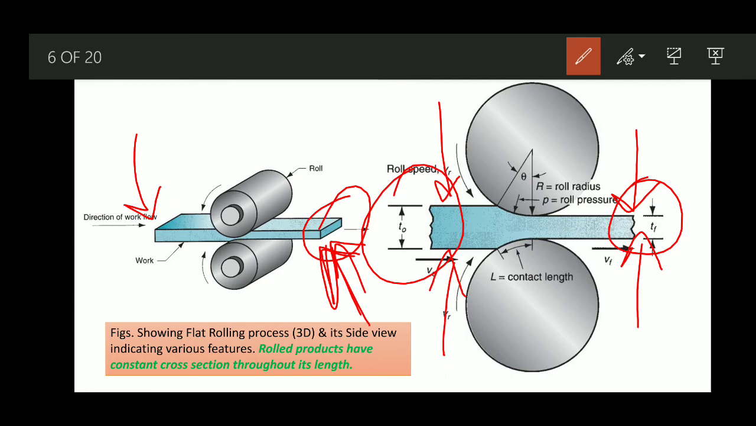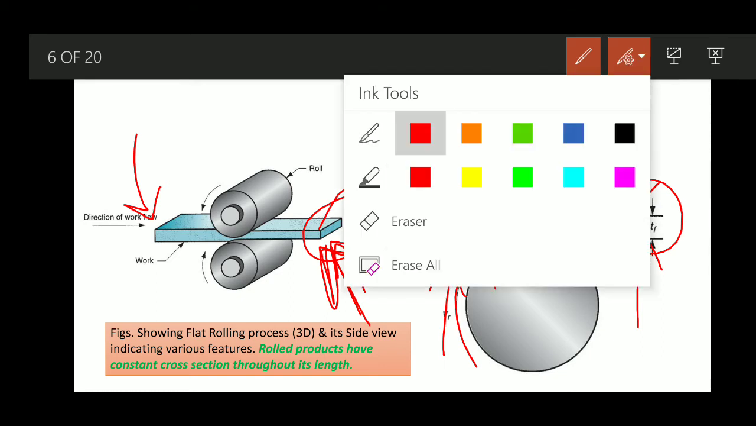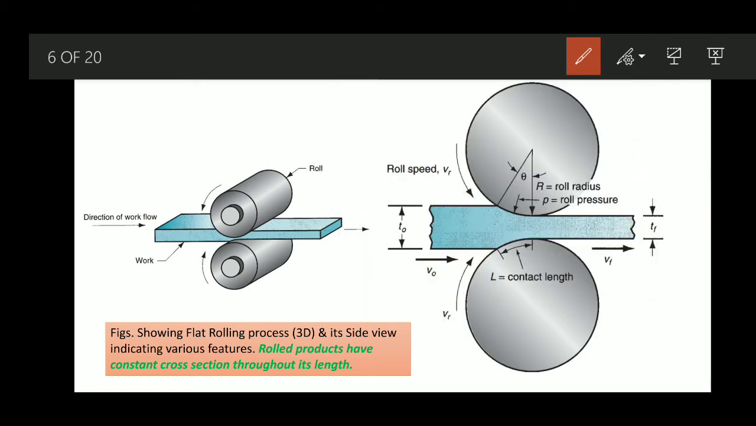Both rollers rotate, one in this direction and the other in the opposite direction. The thickness of the metal that can be drawn into the rolls depends on the roughness of the roll surface. A rougher roll is able to achieve greater reduction compared to a smoother roll. The reduction that could be achieved with a given set of rolls is designated as the angle of bite.